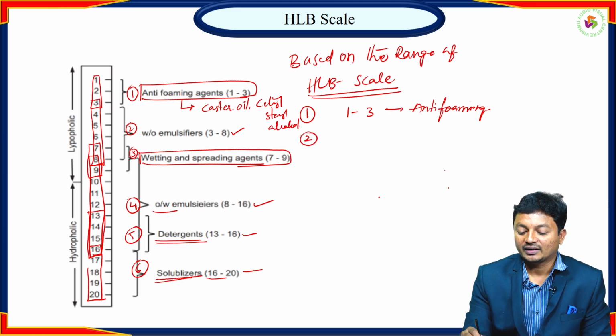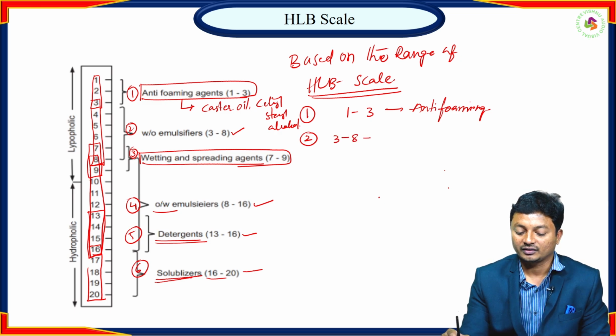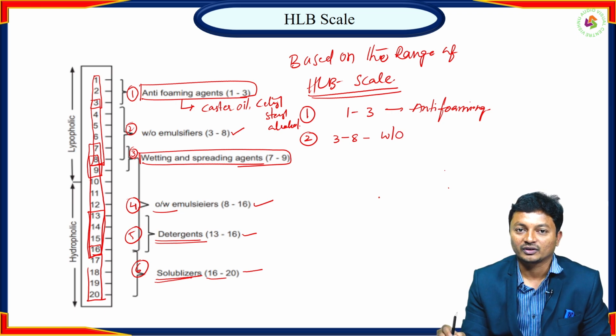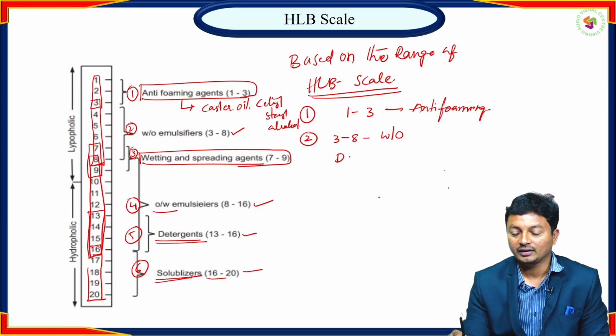Next, coming to the second class, the range in the scale is 3 to 8. This indicates water in oil type of emulsifier. The example for this is diacetyl tartaric acid.